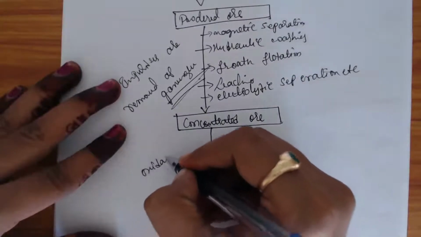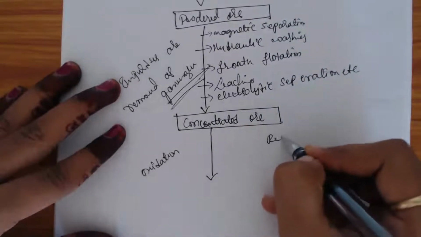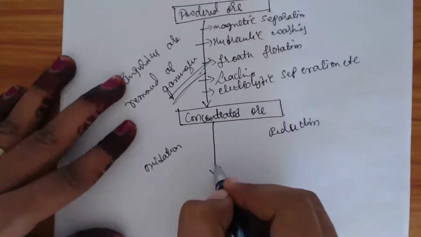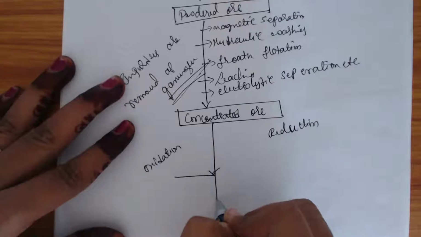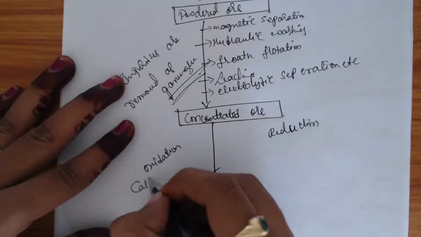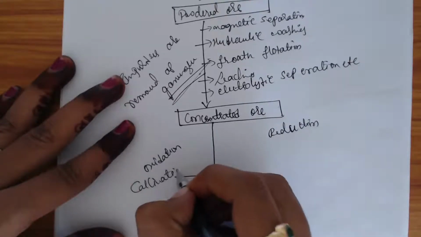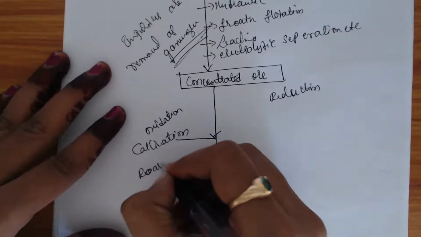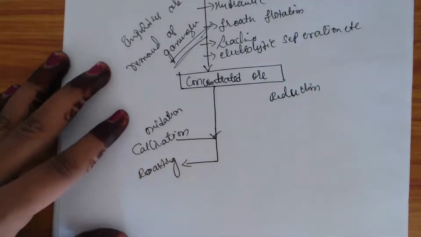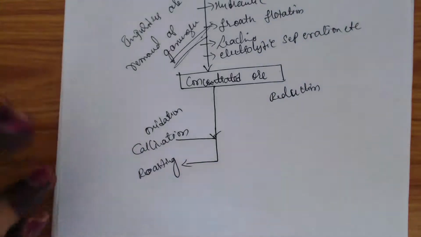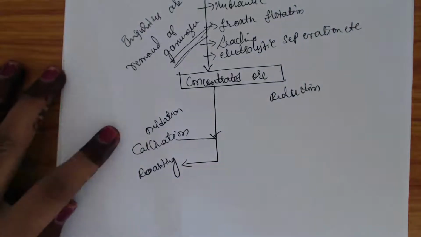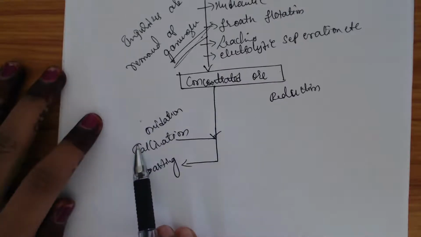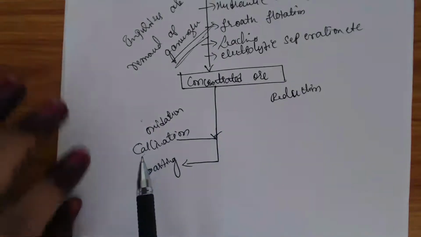Oxidation and reduction process. Oxidation takes place by two types. One is calcination, another one is roasting. So students, what does oxidation mean? Addition of oxygen, you may say. Carbonate ores are there, sulfate ores, sulfide ores, and oxide ores are there.